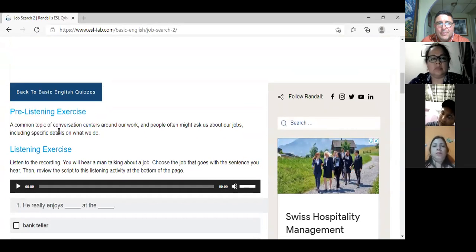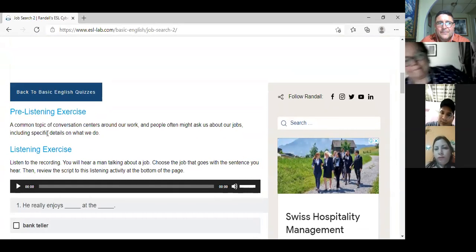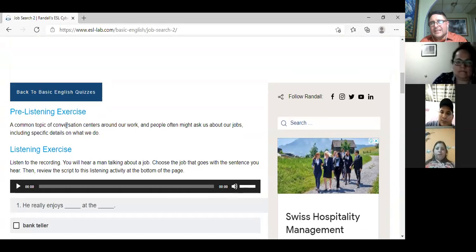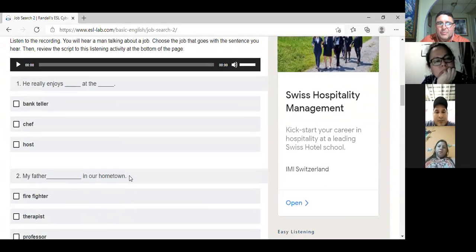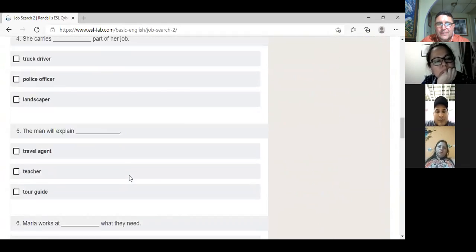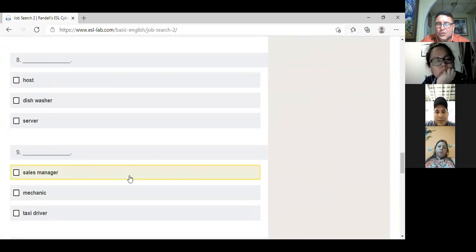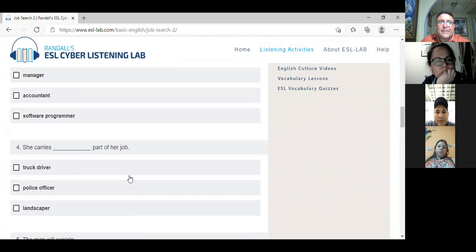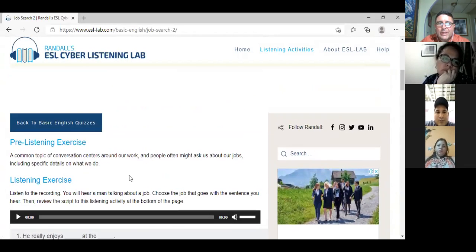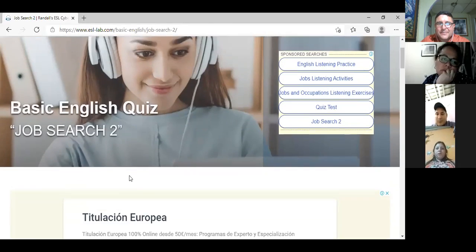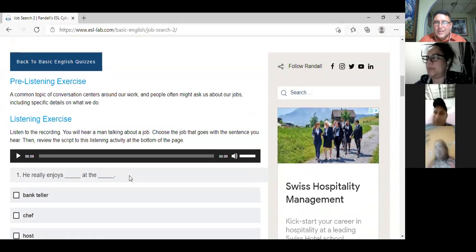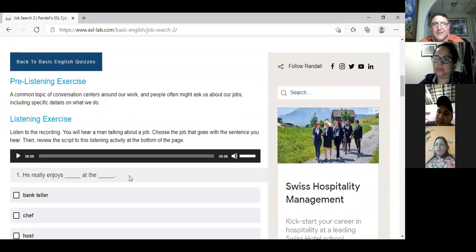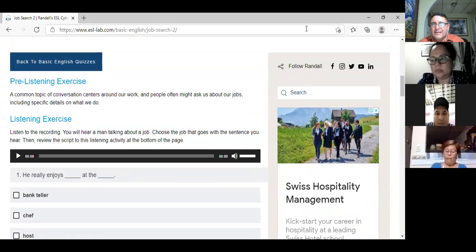Aquí le dan el pre-listening. Algo del cual usted debería de estar hablando. El listening exercise. Y después viene listening comprehension. Pero en este caso no vamos a cubrirlos todos, sino que solo voy a ver qué tanto usted puede tomar dictado en inglés. Are you ready? Yes. ¿Están listos? Do you have pen and paper? Yes. All right. Vamos a ver.